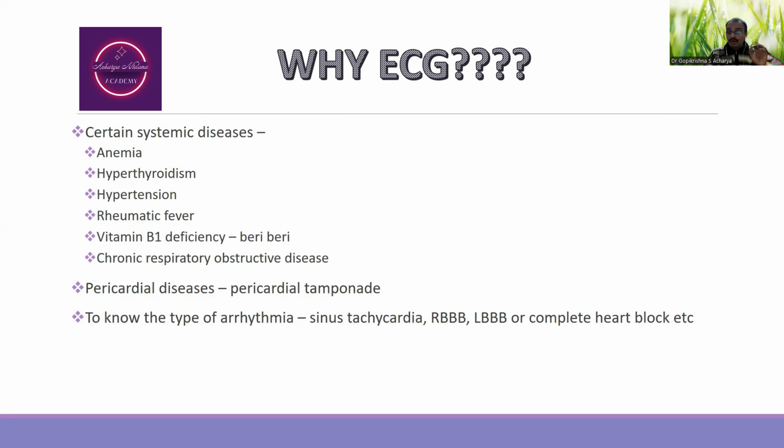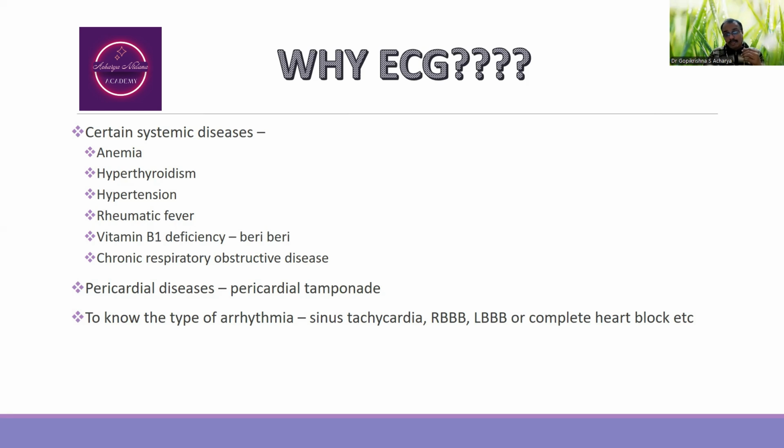In cases of chronic obstructive pulmonary diseases or COPD, there will be involvement of the right side of the heart as such. So that means there may be a possibility of right ventricular hypertrophy and there may be a possibility of right atrial enlargement.